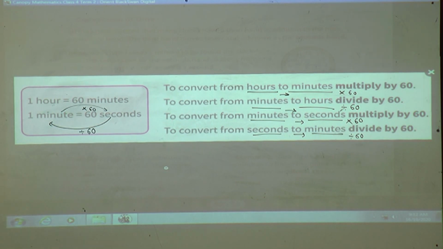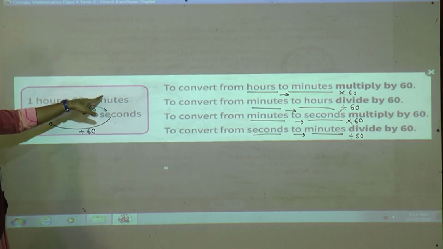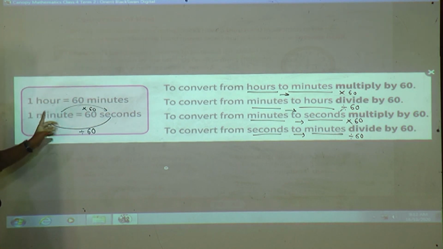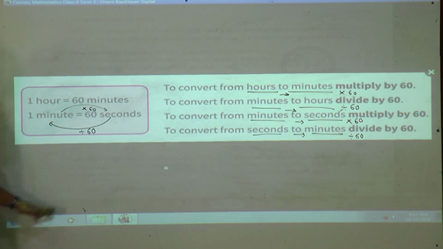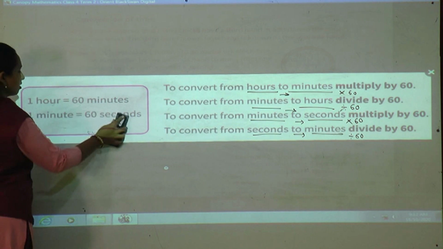Now this is the conversion of time. When you want to convert hours into minutes, you have to multiply by 60. Minutes to hours, divide by 60. Minutes to seconds, multiply by 60. Seconds to minutes, divide by 60. Clear? Now we will see some examples.